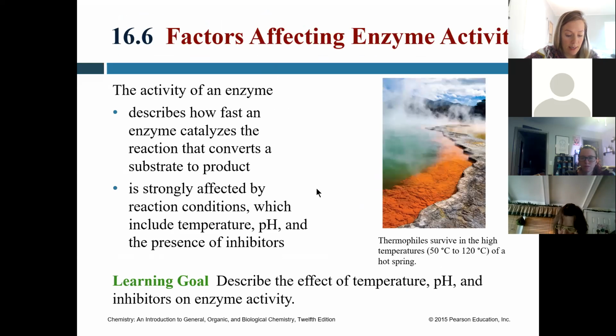There are things that can affect enzyme activity. The activity of an enzyme describes how fast an enzyme catalyzes the reaction. How good can an enzyme convert a substrate to its product? It's affected by a couple different things, including temperature, pH, and the presence of what's known as inhibitors.